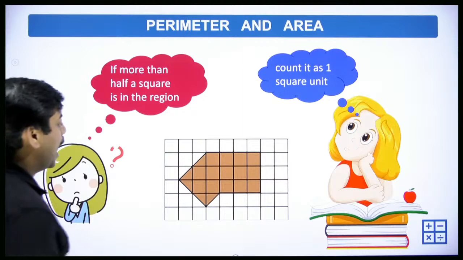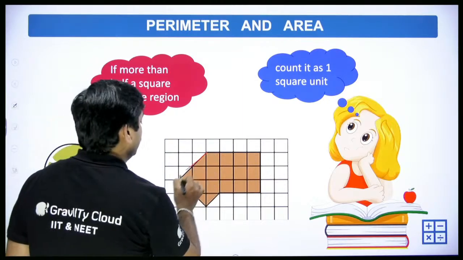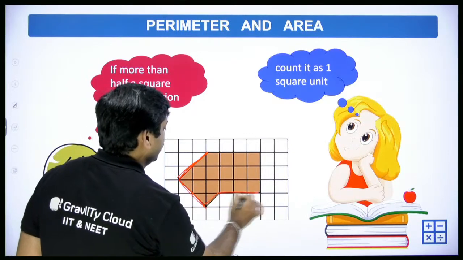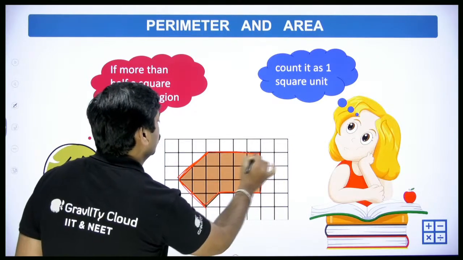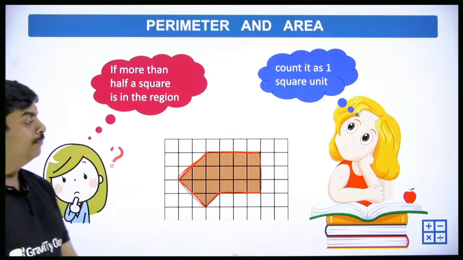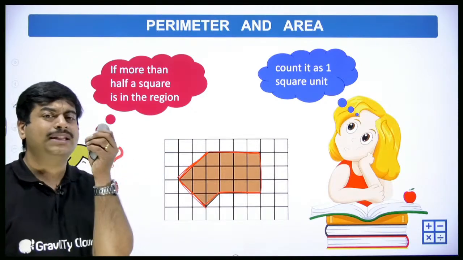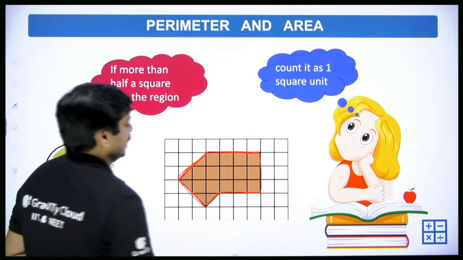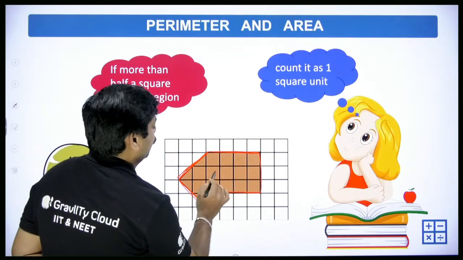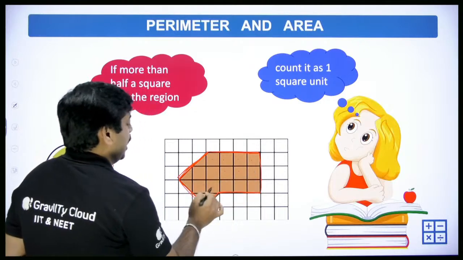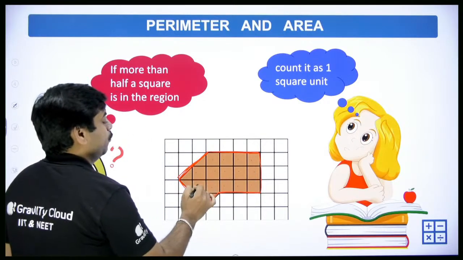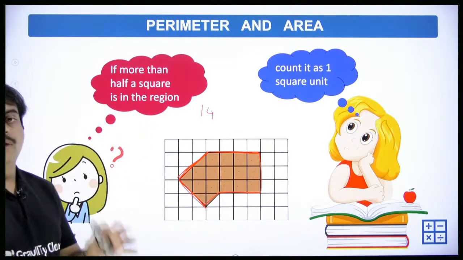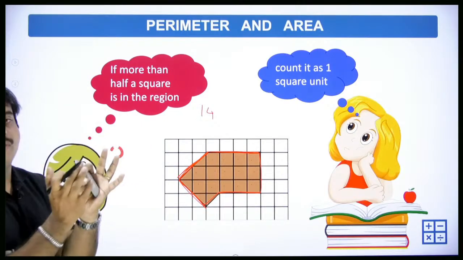For example, I am going to find the area of this figure, the area of this brown figure enclosed. Now we need to find all the squares. How many squares are there? Let me see. 1, 2, 3, 4, 5, 6, 7, 8, 9, 10, 11, 12, 13, 14. So 14 full squares are there, that means the complete square is there.